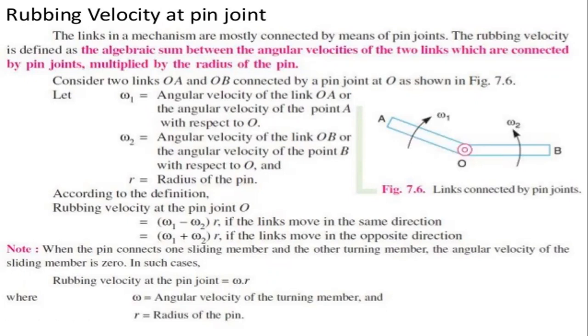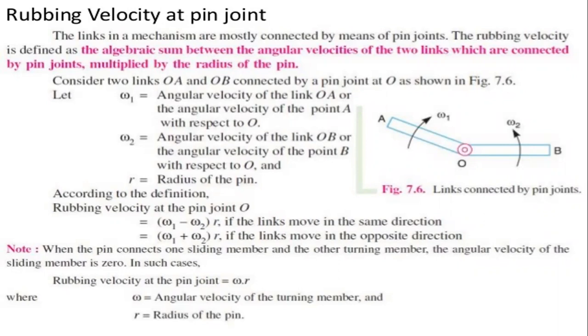So a short answer: what is rubbing velocity? The algebraic sum of the angular velocities of two links which are connected by pin joints, multiplied by the radius of the pin. So the algebraic sum of the angular velocities of two links.